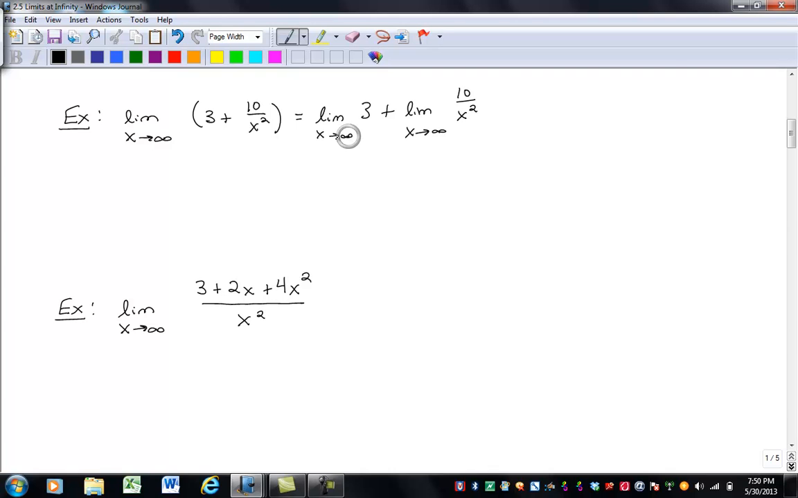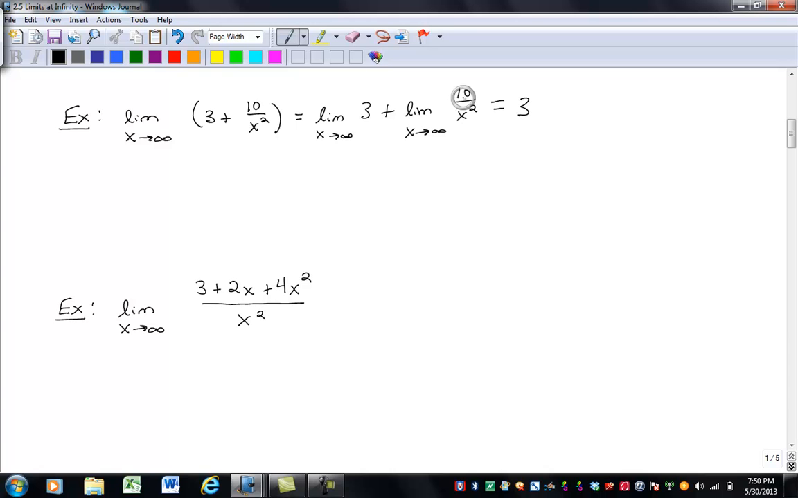Now this first one has no x's to plug in. So no matter what x goes to, all you get out is the number 3, because I can't plug infinity in anywhere. It's just the number 3. So as x goes to infinity, the number 3 stays the number 3.